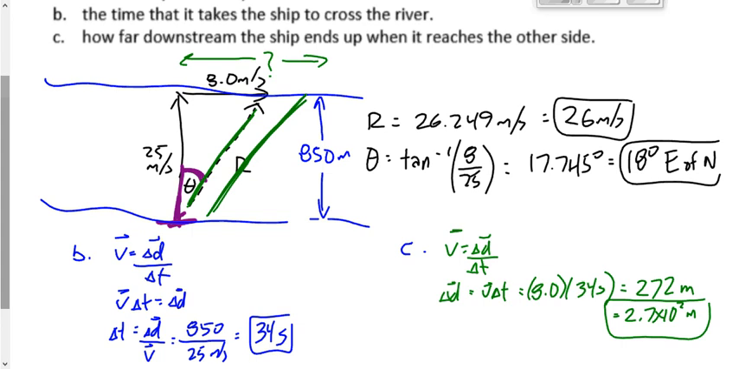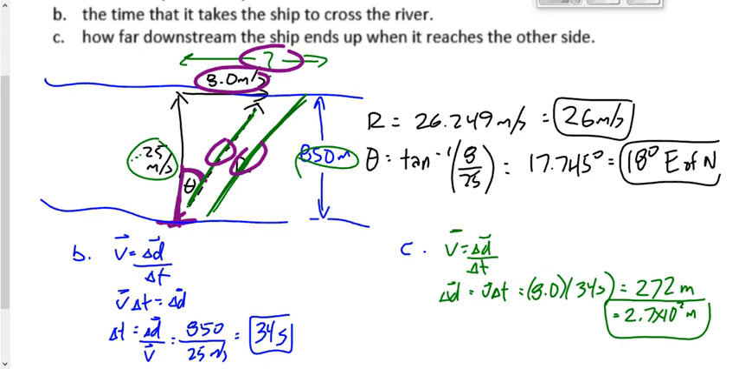So I use the y velocity with the y displacement. I use the x velocity with the x displacement. I could have solved for the angled displacement and used it with the angled velocity. It just wouldn't have made a lot of sense to do that because it would have been a lot of extra work. You guys okay with that?